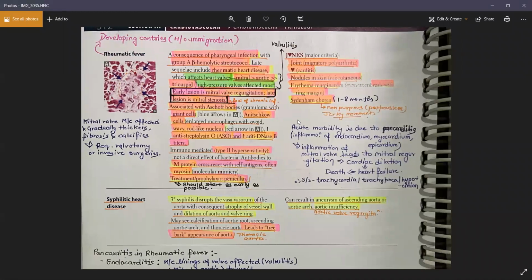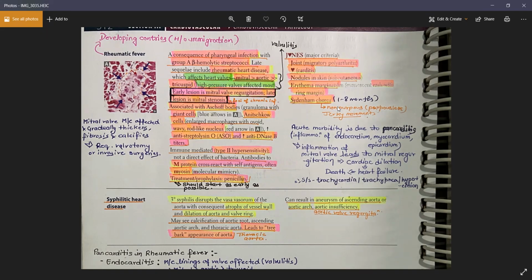Now, outside the heart, the patient can have joint problems like migratory polyarthritis. The patient can have nodules on the skin, subcutaneous nodules. The patient can have erythema marginatum, which is a kind of ring-shaped rash. The patient can have Sydenham chorea, very important.